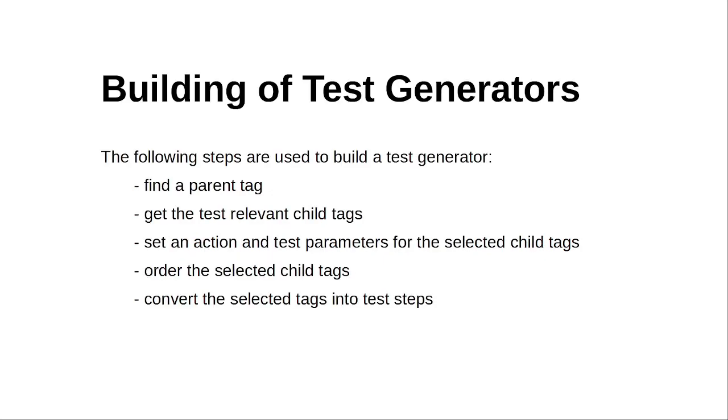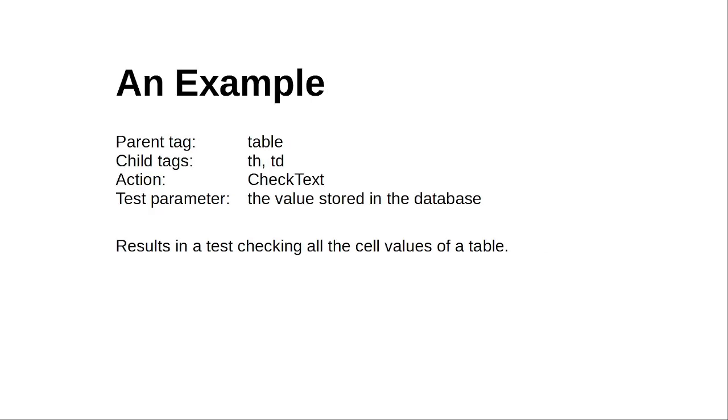A test generator can be built now in the following way. First, you have to find a parent tag. Then you have to get all the child tags and group them into test relevant tags and others. For the test relevant child tags, you have to set an action and the test parameters. Depending on the test you want to build, it might be necessary to bring everything into the right order. And then the last step is to convert the selected tags into test steps. An example of how this looks like is given here.